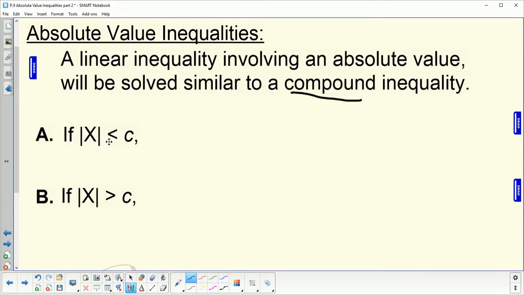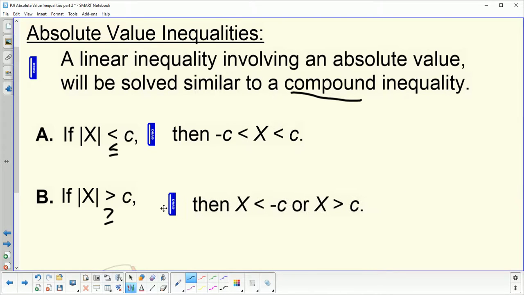Big piece here is you'll notice the only difference in these two statements is we have a less than or a greater than, and that could also be extended to less than or equal to and greater than or equal to. Okay, anytime it's less than, we're going to create an and inequality. So we just keep our x, drop our absolute values, keep our less than c, but we include to the left of it the and piece, greater than negative c.